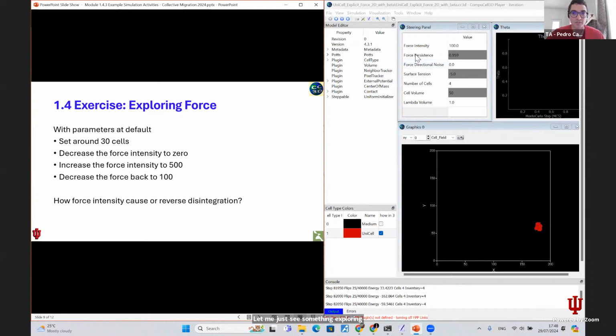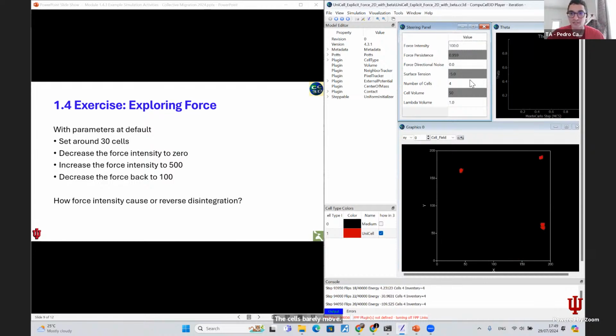So we were exploring the persistence in the direction of the force. Let's now explore the intensity by changing this parameter here, force intensity. Now it looks like the cells are faster, right? And of course, if you set the force to 0, the cells barely move.